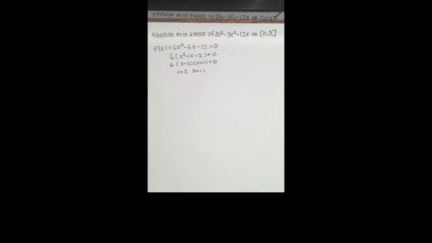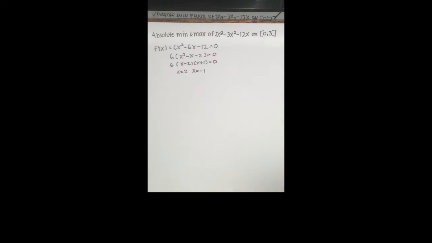So that means that the critical points of the original function are x is equal to 2 and x is equal to negative 1. Those are the points that have a potential for being the absolute minimum or absolute maximum. Since we're trying to find the absolute minimum or maximum, we have to take into consideration the endpoints or the domain of the function.